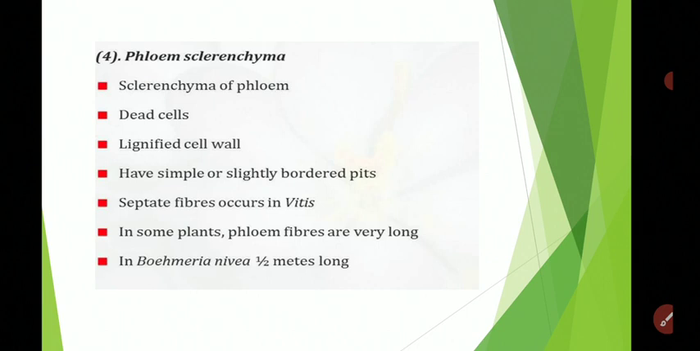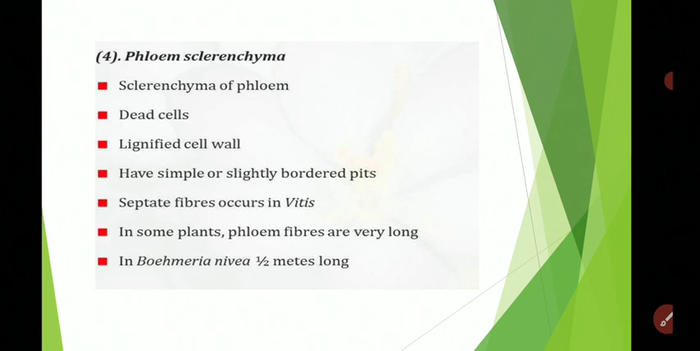So this is the account of the second element of complex tissue, that is phloem. Now this xylem and phloem together form a vascular tissue, and this vascular tissue is also known as a vascular bundle when xylem and phloem are arranged together.